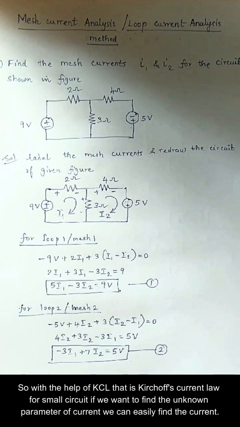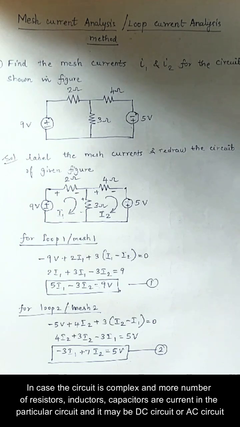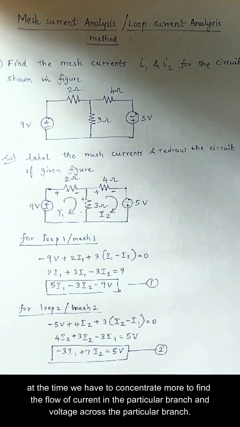With the help of KCL, that is Kirchhoff's current law, for a small circuit, if we want to find the unknown current, we can easily find it. Similarly, by using the KVL rule, the unknown voltage can be found for a small circuit. In case the circuit is complex, with many resistors, inductors and capacitors connected, and it may be a DC circuit or AC circuit, we have to concentrate more to find the flow of current in a particular branch and the voltage across a particular branch.